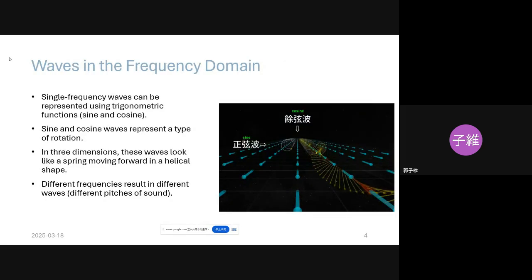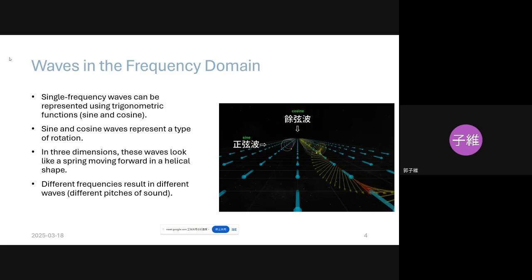Now, waves in the frequency domain. A single frequency wave can be represented using trigonometric functions like sine waves and cosine waves. But regardless of whether we use sine or cosine, they both represent a type of rotation. So in 3 dimensions, we can use our imagination on this one. These waves look like a spring moving forward in a helical shape. If we view it from above, we can get a cosine wave. If we view it from the side, we get a sine wave.